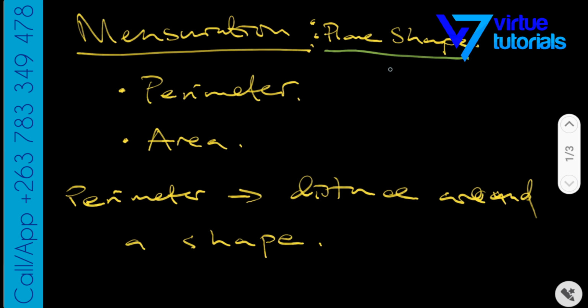Plane shapes are shapes that do not rise above the ground. They are simply flat shapes. We're interested in two things: finding the perimeter and finding the area of the shape.